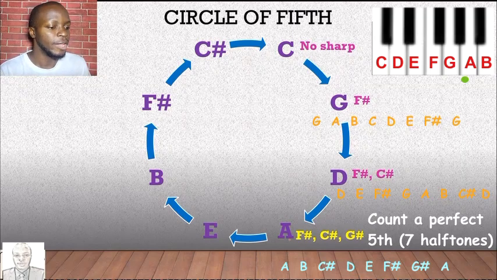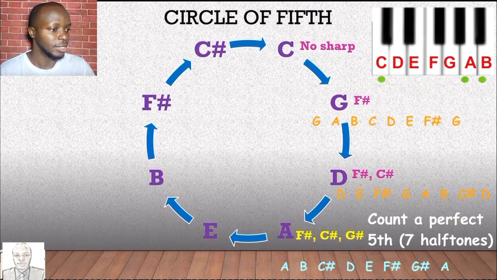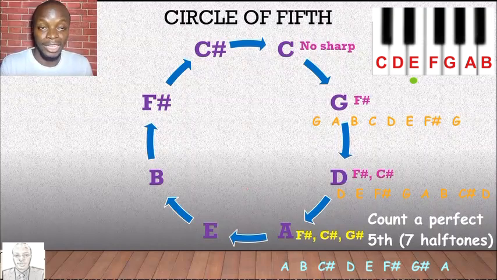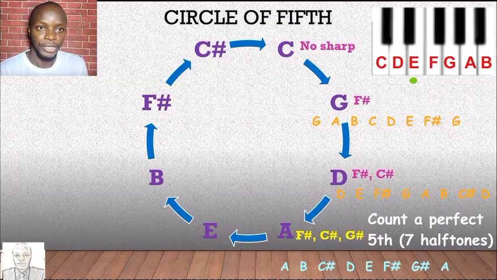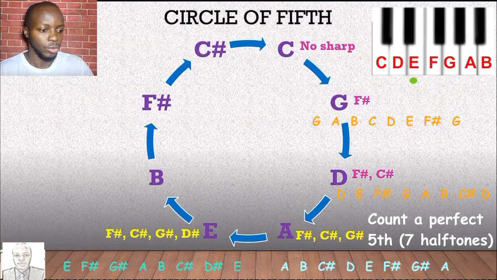Alright, also count 5 notes from A to get the next scale, which we have 4 sharps, right? So from A, we want to count 5 notes. So A, B, C, D, and E, right? That's 1, 2, 3, 4, and 5. Okay. So the next scale is E major. E, we have 4 sharps. A has 3 sharps. And going back, D has 2 sharps. G has 1 sharp. And C has no sharp. Alright. E major. We now have F sharp, C sharp, G sharp, plus a new sharp note, which is D, right? Alright, so we move on.